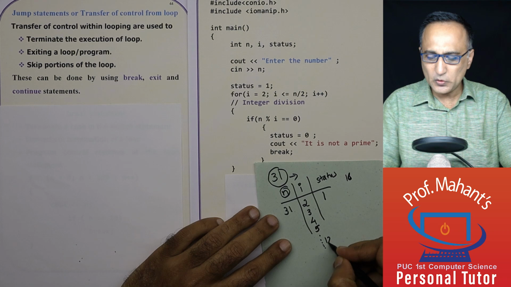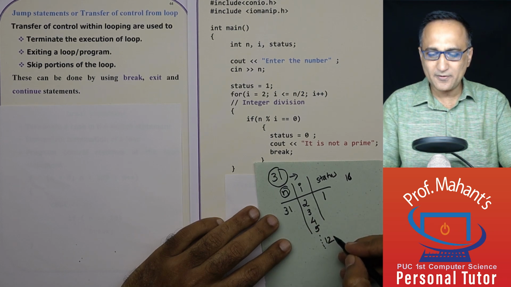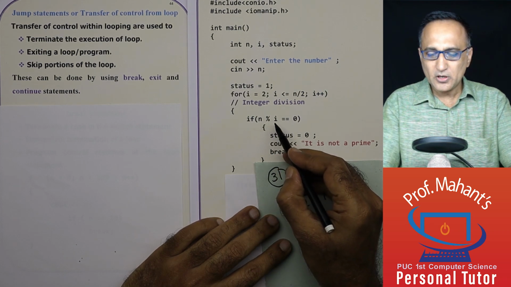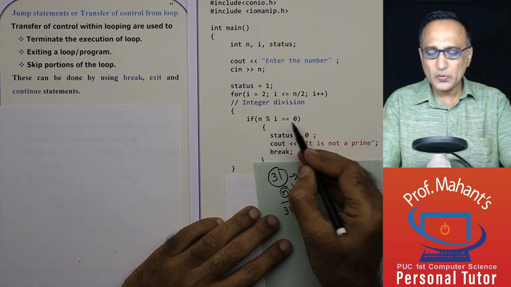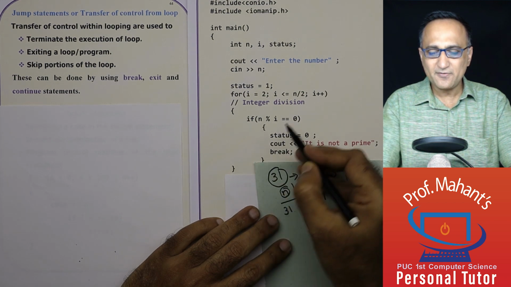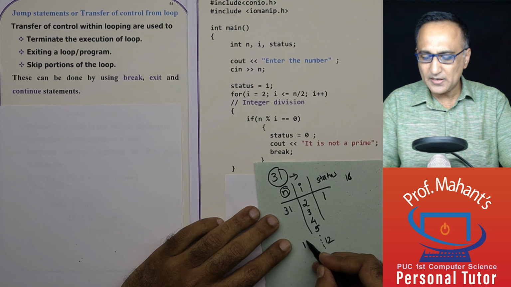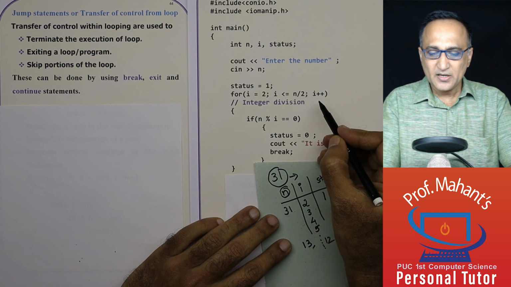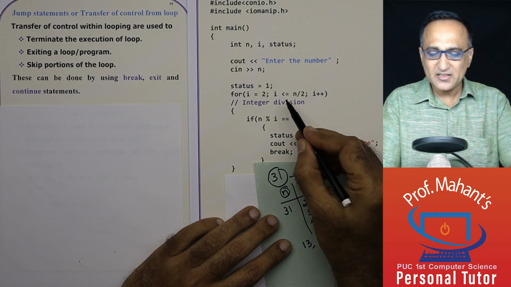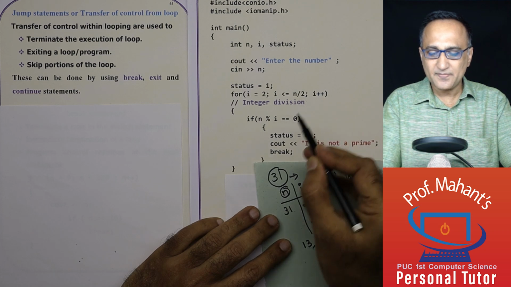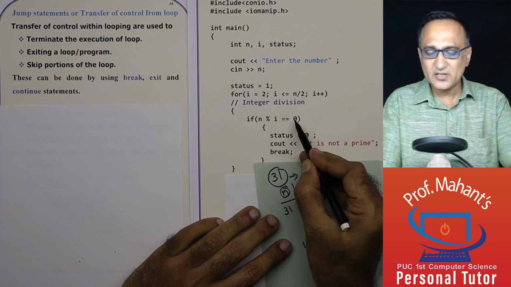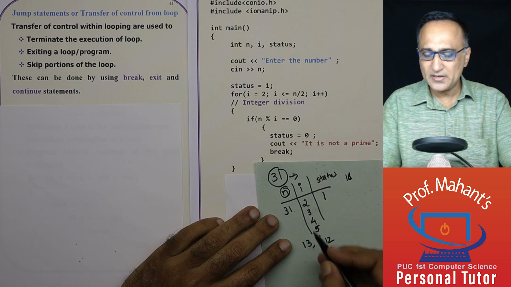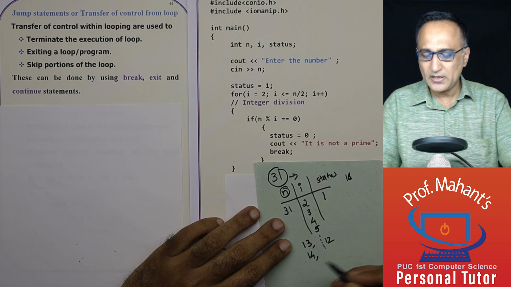Let's take the number 12 when the value of I is 12. 31 divided by 12, is the remainder 0? It's again false. Now I end up making it 13. Now what happens is I becomes 13. 13 is still less than or equal to 16. 31 divided by 13, is it equal to 0? It's still false. So I increase the value of I to 14.